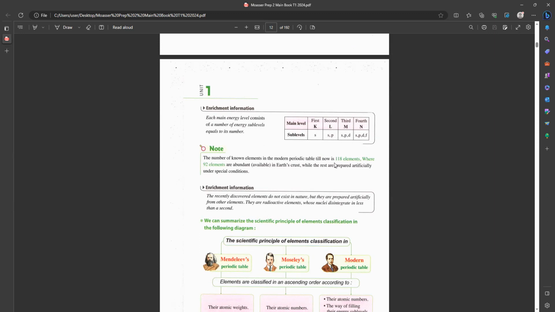And we know that the elements discovered till now are 118. 92 are found in nature, in the Earth's crust, the rocks of the Earth. But the remaining are artificially prepared. The scientists made the remaining ones beyond 92.